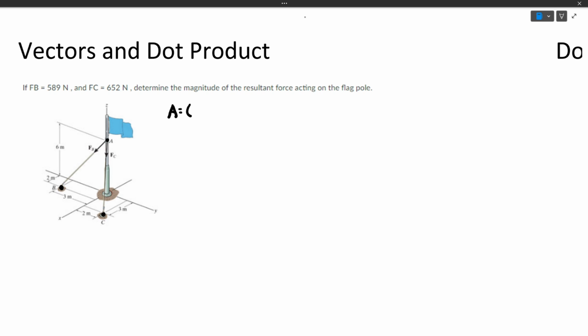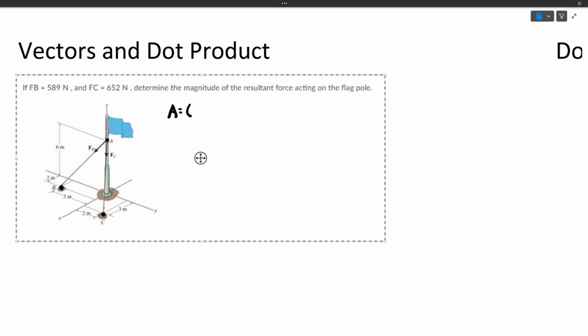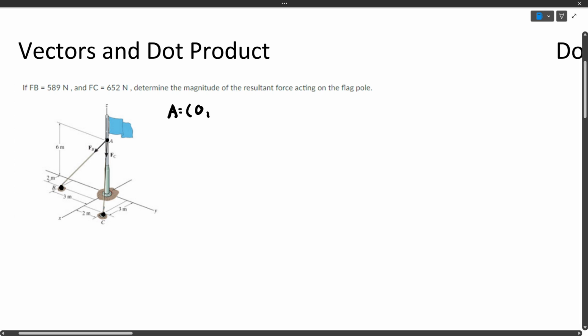And we know that this right here is the z-axis, this right here is the y, this right here is the x. So using this, we can use our coordinates. So we know that point A is going to be at 0 in x, 0 in y, and 6 in z.